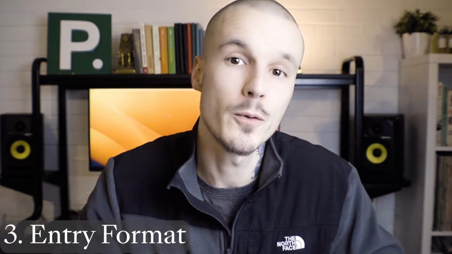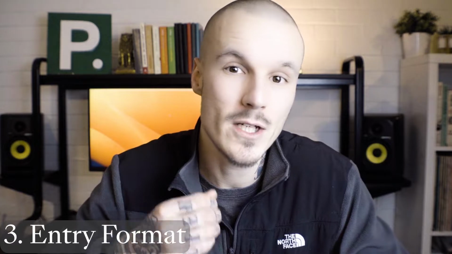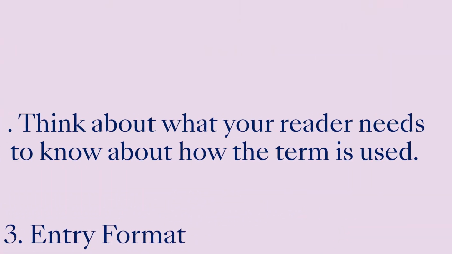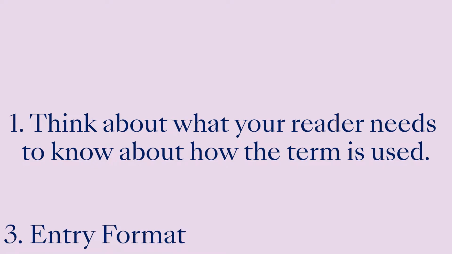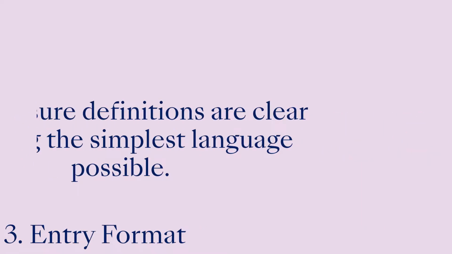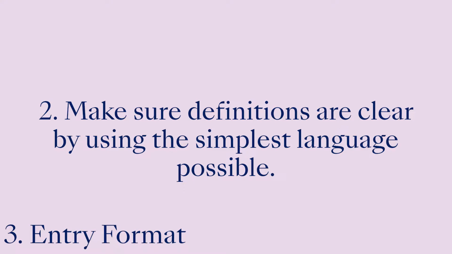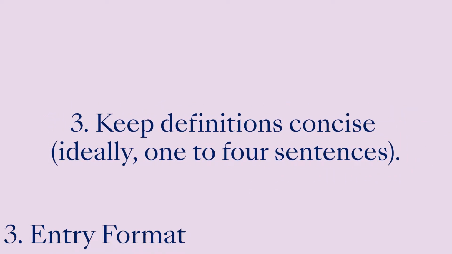How do I write a glossary entry? The basic format for a glossary is a list of words in alphabetical order. Each word should be followed by a definition that explains what the word means. And for each definition, you should think about what your reader will need to know about how the term is used, set out the meaning of the term using the simplest language possible, keep your audience in mind here again so you can tailor the terminology used. Be concise. Usually it should be between 1 and 4 sentences long.